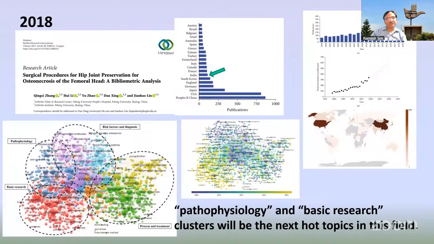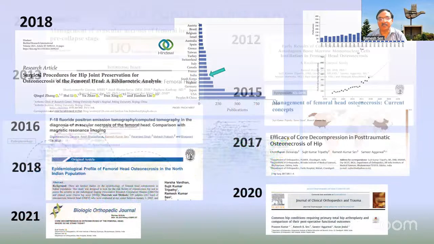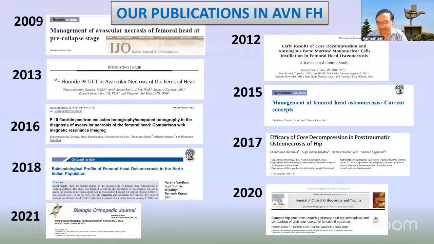Actually, AVN has become a topic of interest. You can see that various people are working on various lines in the BMAC. There are a few publications now coming from India, but the maximum is coming from China, USA, Japan, Germany, England, South Korea, and then comes India. And you can see people are now working more on pathophysiology and basic research on it. These are my publications which we have done in the AVN series as such.